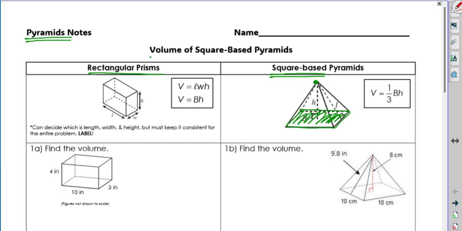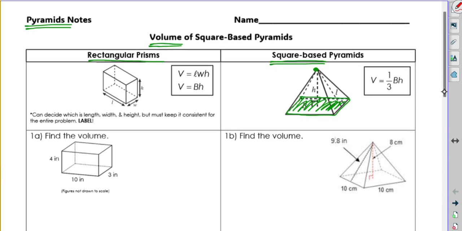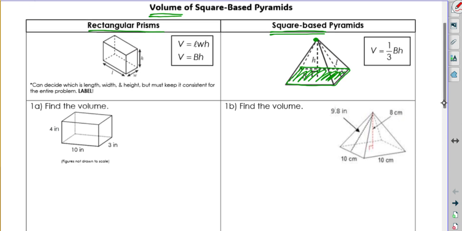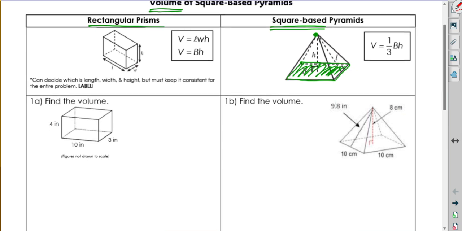Right now we're just going to be talking about volume, just like we did for cones, but we also need to talk about the surface area of these square-based pyramids. So for right now, let's just deal with the volume and how they're related to a rectangular prism. A rectangular prism is length times width times height, or you see the second equation, we have that capital B times H. That capital B stands for area of the base.